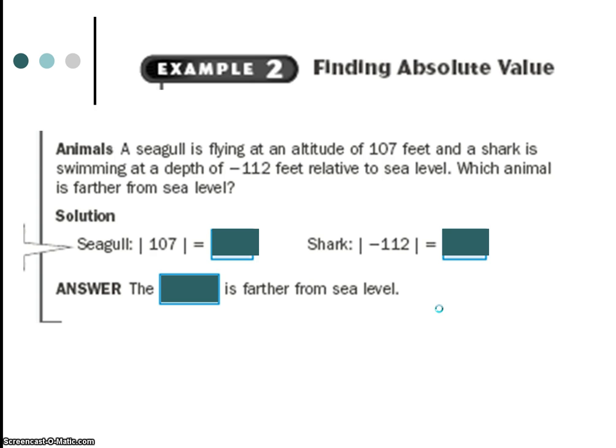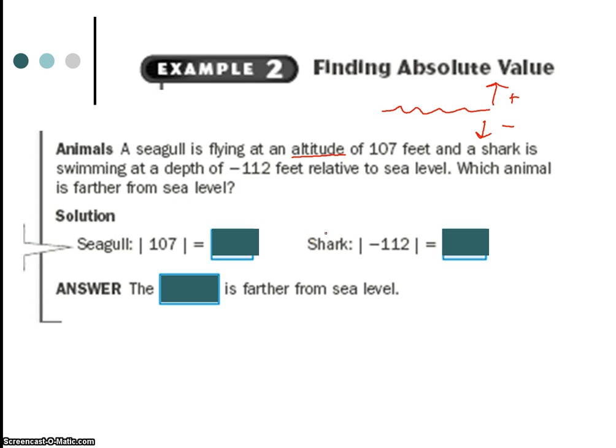Example 2. A seagull is flying at an altitude of 107 feet. And a shark is swimming at a depth of -112 feet relative to sea level. Which animal is further from sea level? Let's talk about altitude and depth. Altitude is going to be higher than sea level, so it's going to be a positive number. But if you're below sea level, then it's going to be a negative number.